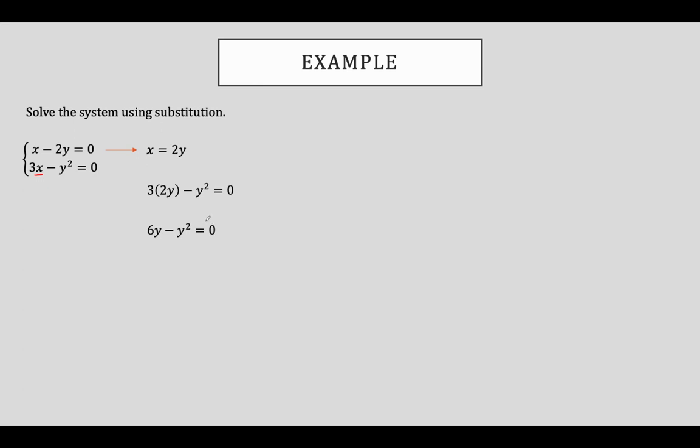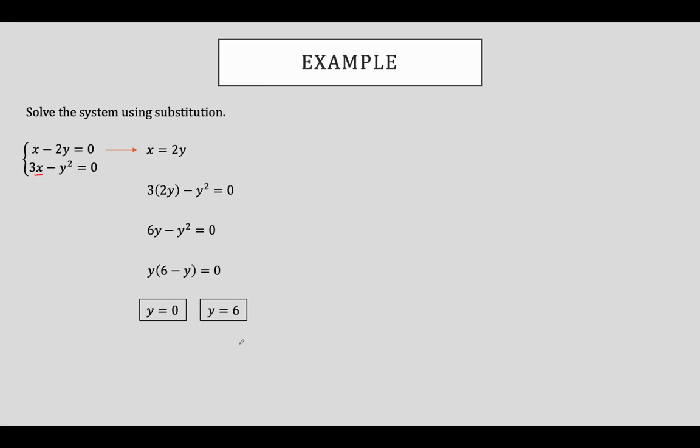Notice that the resulting equation is a quadratic. And how do we solve quadratics? Well, we set them equal to 0 and we factor. In this case, we're already set equal to 0. We can pull out our greatest common factor of y. All right, pulling out a common factor of y, we get y times (6 minus y) is equal to 0. Setting each one of those factors equal to 0 and solving gives us y is equal to 0 and y is equal to 6. So notice in this case that we end up with two values for y.